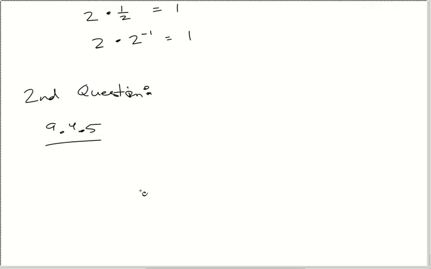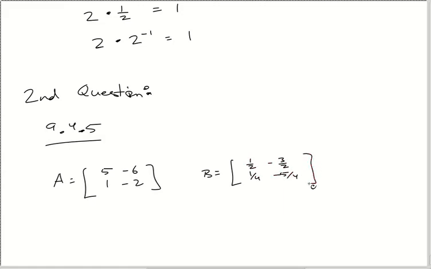So 9.4.5. They have an A matrix that is 5, -6, 1, -2, and then a B matrix that is 1/2, -3/2, 1/4, -5/4. By the way, sometimes I write the matrix one way, sometimes another. It doesn't matter, they're both the same. I think I just do one for size and space. I didn't have a lot of space, so I just put it right there.